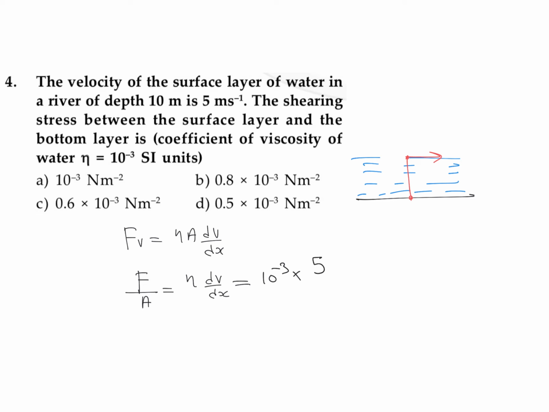divided by the distance between them, which is the depth of the river, given as 10 meter. So you can write divided by 10. So this will be equal to 5 into 10 raised to minus 4, or 0.5 into 10 raised to minus 3 Newton per meter square.